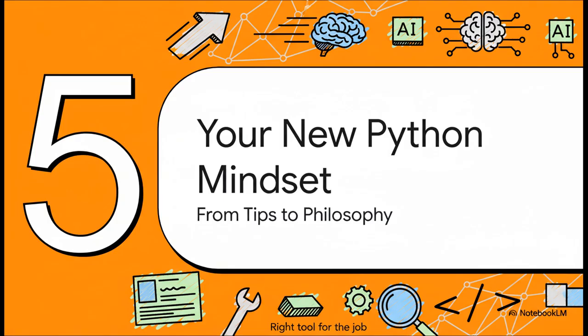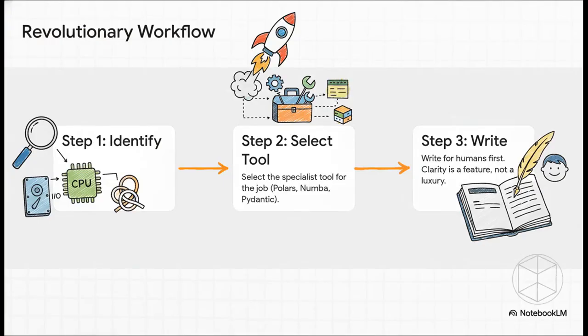So, okay, we've covered 3 incredibly powerful tools, but this is about more than just installing a few new libraries. It's about fundamentally changing our mindset and adopting a new philosophy for how we build powerful, robust AI systems. So here's the workflow you can take away and start using today. Step 1. Be a detective. Identify the true bottleneck. Is it loading data? Is it a specific CPU-bound calculation? Or is the problem simply that the code is too confusing to maintain?